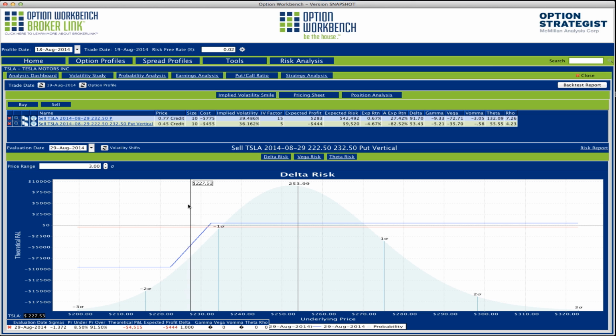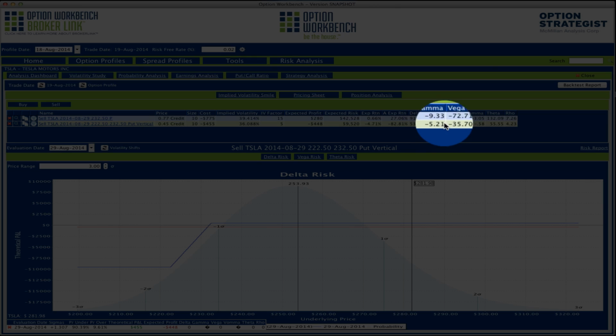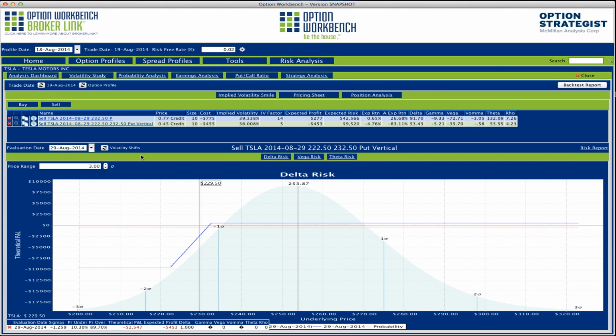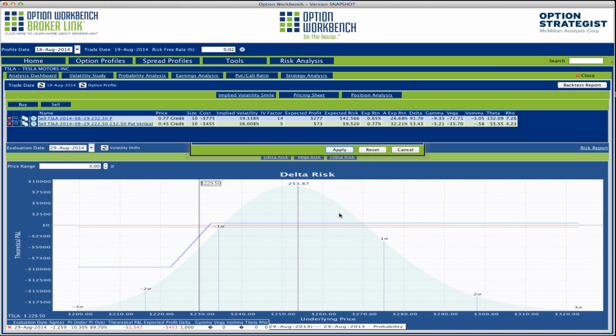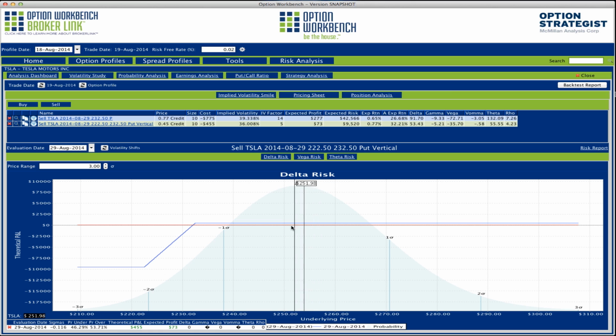Now again, we can see that it's got a negative expectation, and again that's because the position has negative gamma. So Option Workbench chose the 45% volatility to do that expected value calculation, and I'm going to pick the same parameters that I did for the naked put. Click apply, and now I've got a positive expectation. I've got much lower risk and a nice positive expectation.